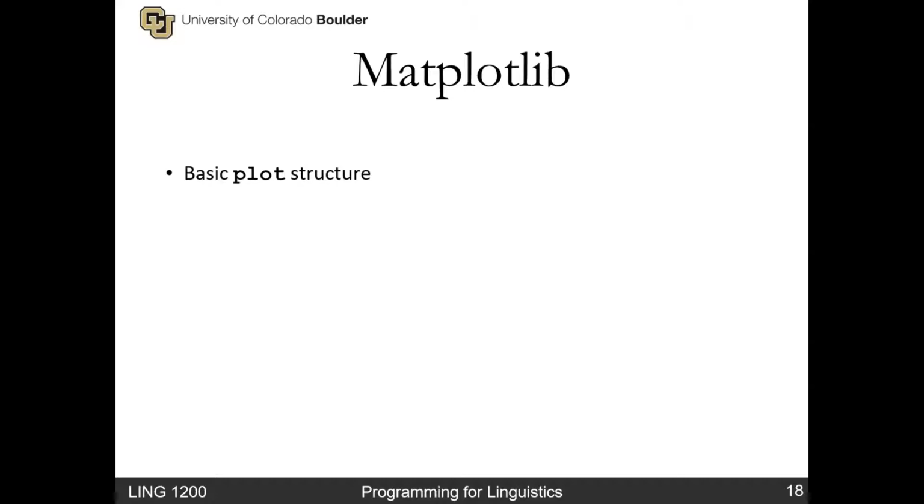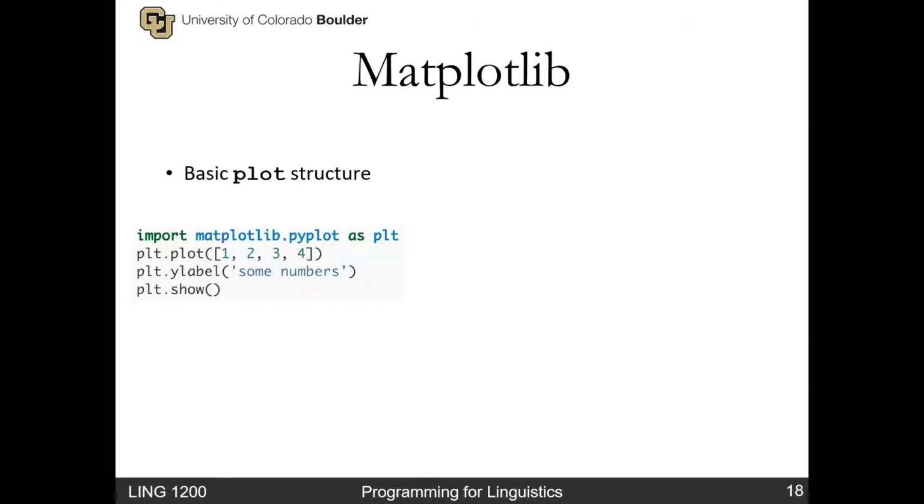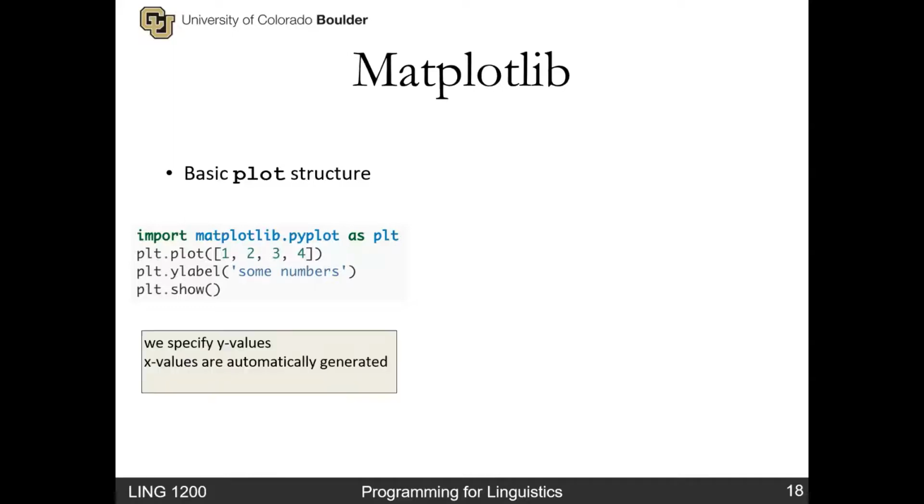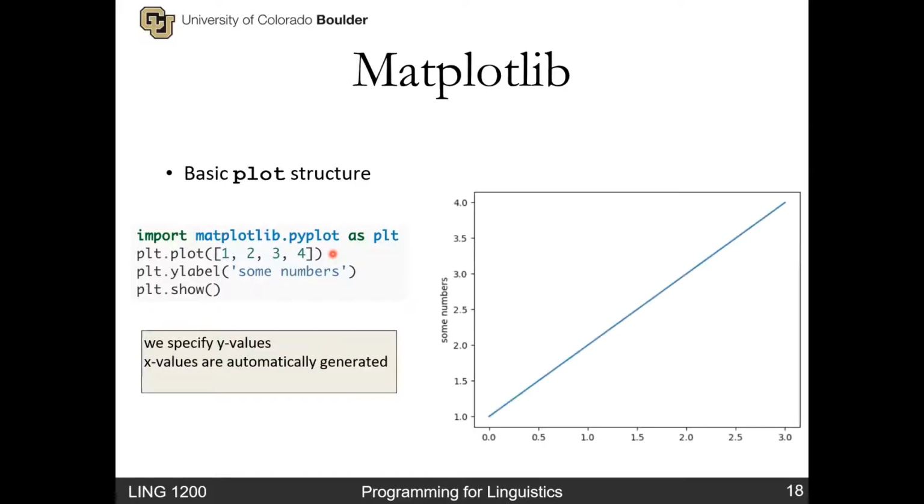The basic kind of default plot structure looks like this. So you can get away with just this simple few lines of code to come up with a plot. And here we have our import statement, and then we just have one list of numbers. So if you just have one list of numbers, by default, that's going to be the Y values. And the X values will be automatically generated. In this case, we also have a Y label. We do the .show, and this is what comes up.